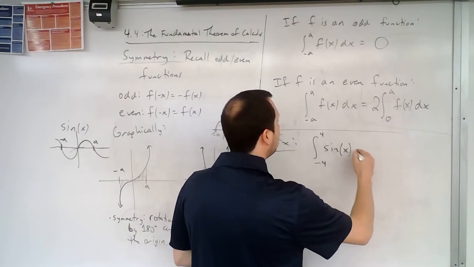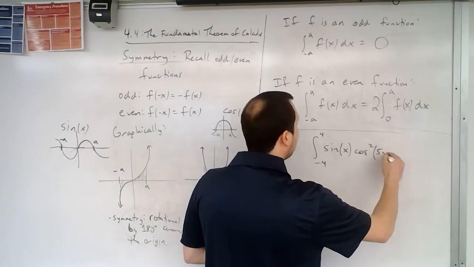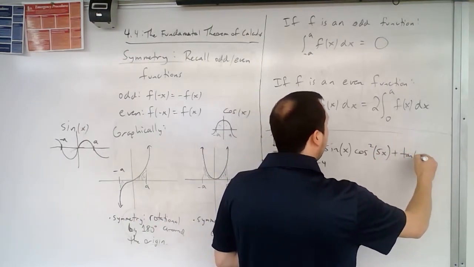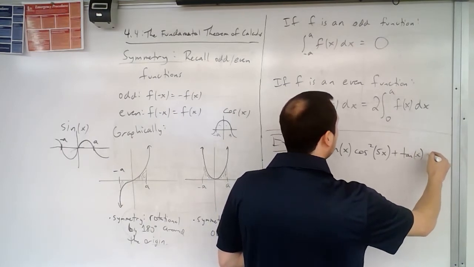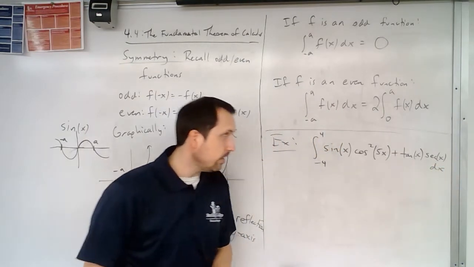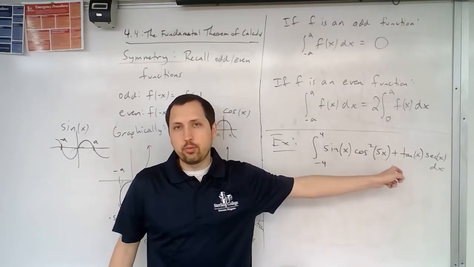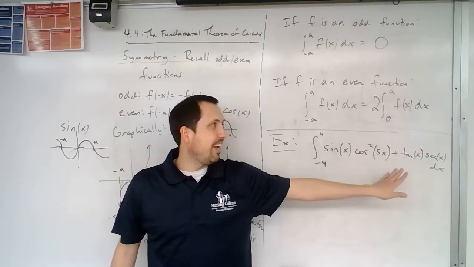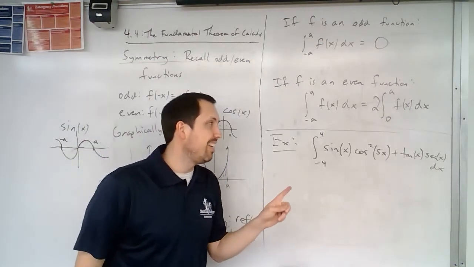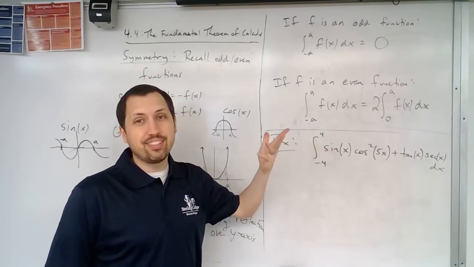sine of x cosine squared of 5x plus tangent of x times secant of x dx. You have no way of being able to figure out what this would be using any type of antiderivatives. This is a really nasty one. But instead, what we could figure out is, is this odd or is this even?